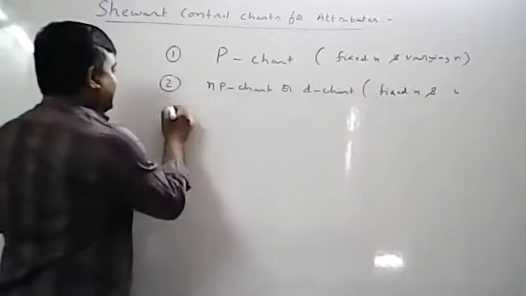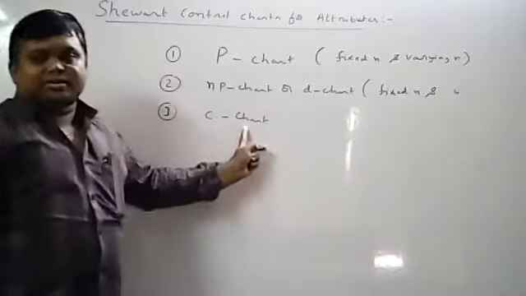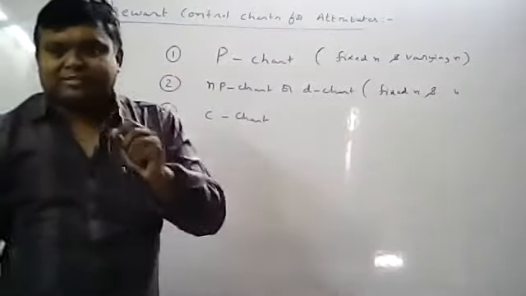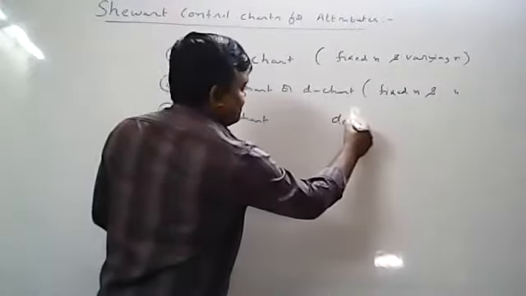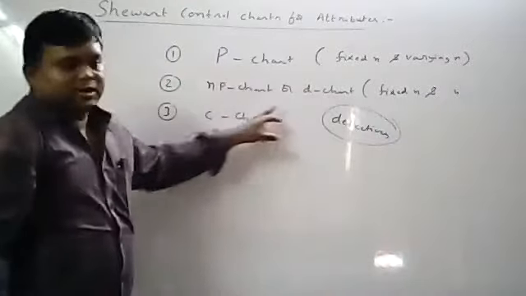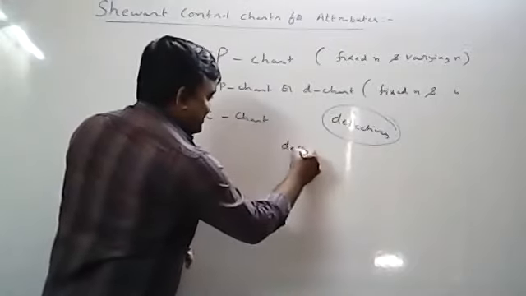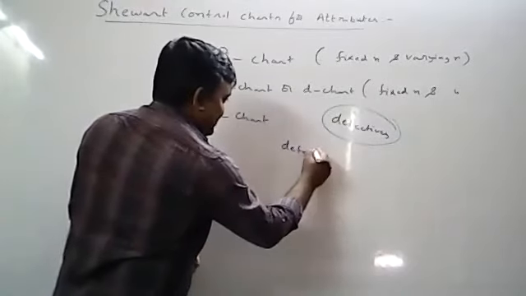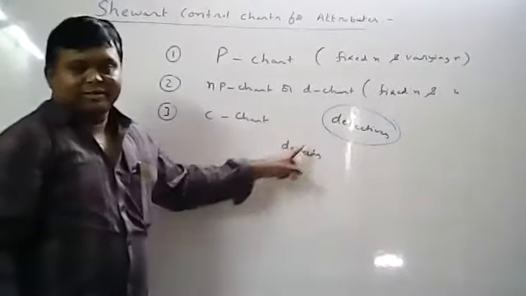And next, the third one is C chart. This C chart is also known as control chart for number of defects. This is different from number of defectives, which means NP chart or D chart. Number of defects, DEFECTS, defects per unit means C chart. There is a difference between defective and defects.